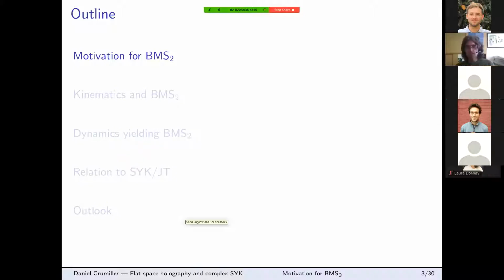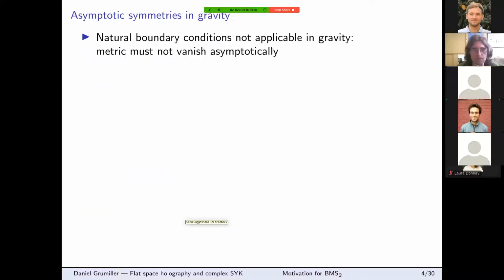Okay, so let's start with motivation, and I'll start with asymptotic symmetries. This is the introductory part, and if you have heard my talk in Brussels, then you know everything that is going to be presented on this and the next couple of slides. But I'll be shorter in my review part than in my Brussels talk last fall. So if you hear these things for the first time, then you should probably consult some literature.